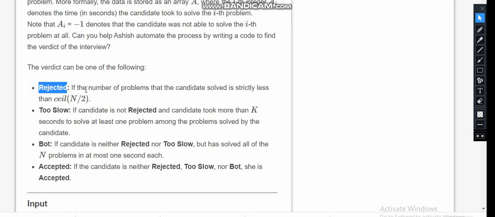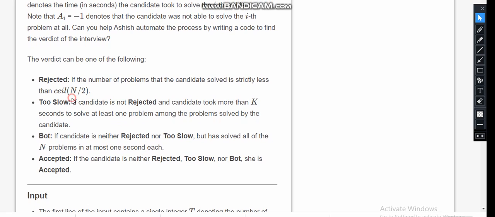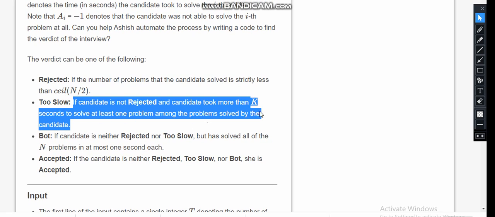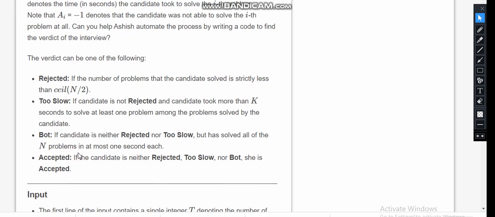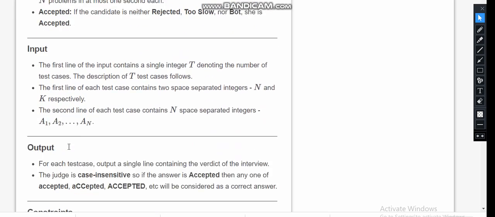Rejected if the candidate was able to solve fewer problems than ceil of n by 2. Too slow if the candidate has taken more than k seconds to solve any of the problems. If these two conditions are not met and if the candidate has not taken more than 1 second to solve any question, then he was a bot. Otherwise, accepted. So this was the whole of the question.